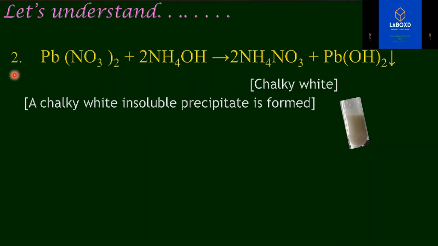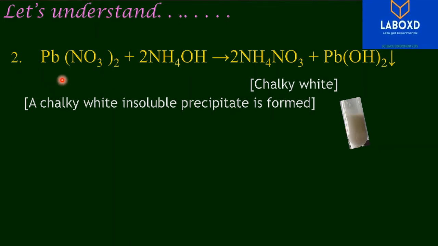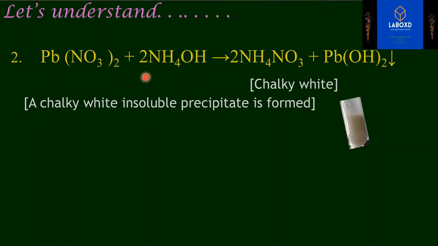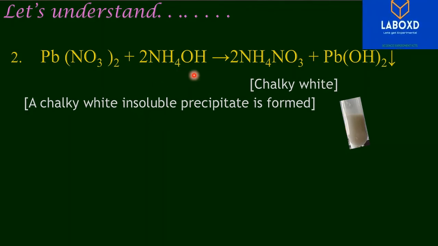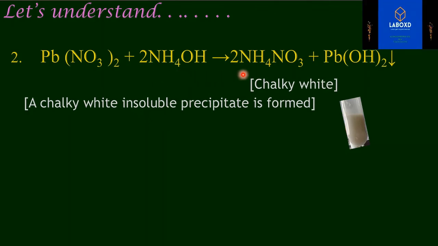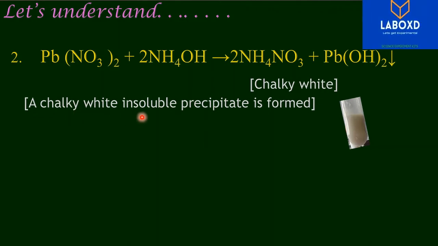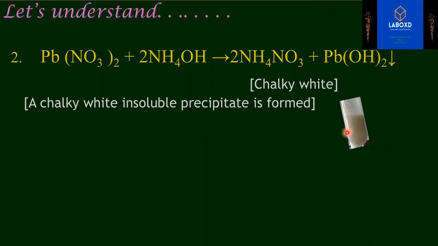The second reaction, Pb(NO3)2 lead nitrate plus 2NH4OH, ammonium hydroxide reacts to give 2NH4NO3, ammonium nitrate plus Pb(OH)2, lead hydroxide. It is a chalky white insoluble precipitate.